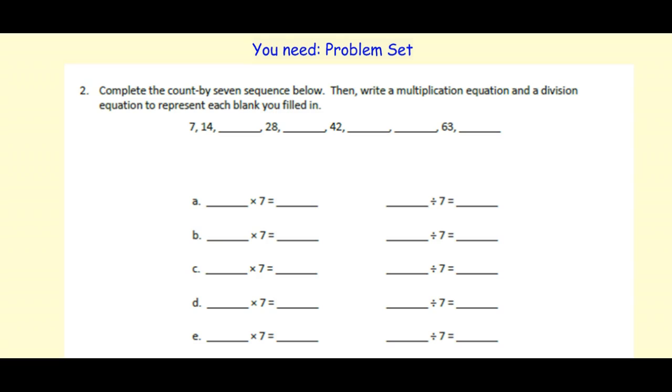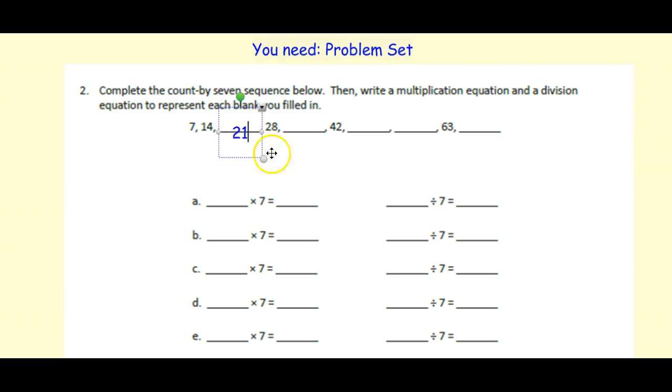Moving on to the next part of the problem set. Number 2 says, complete the count by 7 sequence below. Then write a multiplication equation and a division equation to represent each blank you filled in. So, I want you to push pause and I want you to complete the count by up here at the top, by filling in these blanks, and remember you're counting by sevens.